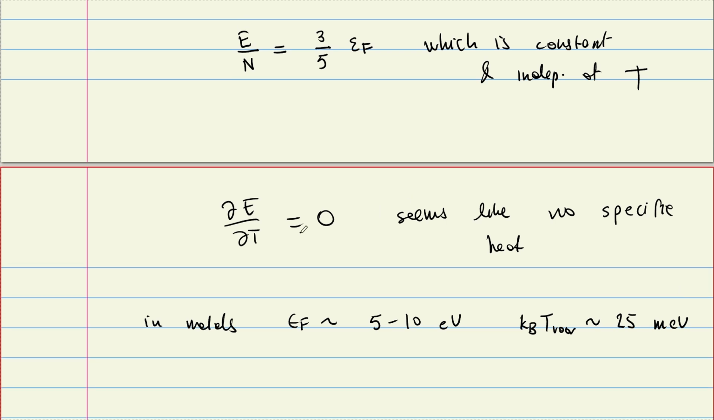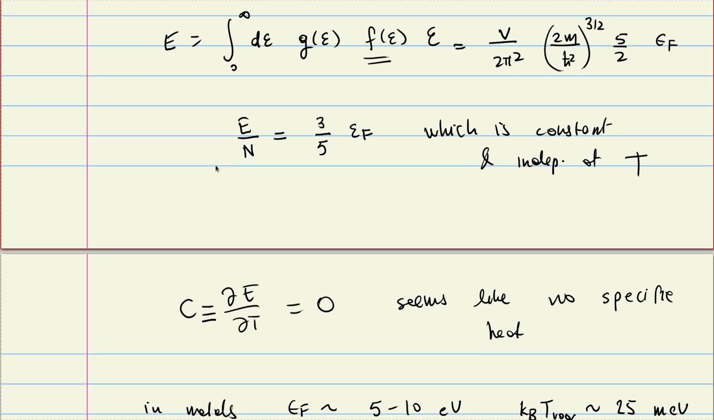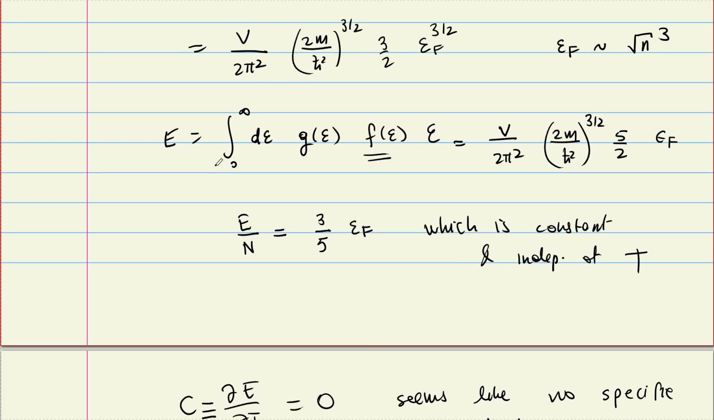This matters because this is the definition of specific heat. Specific heat, by definition, is change in energy by change in temperature. And since kBT is much less than E Fermi, that says all electrons are frozen in the Fermi surface, right? They seem to have no contribution. However, what you can do is actually take the derivative before you take the integral. So let me just show you that.